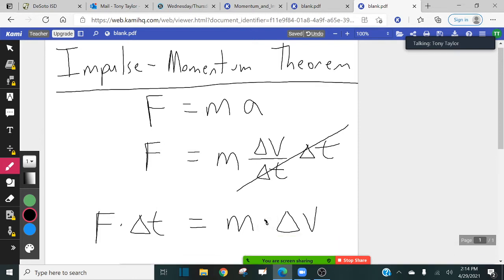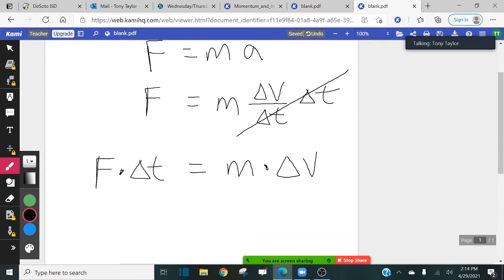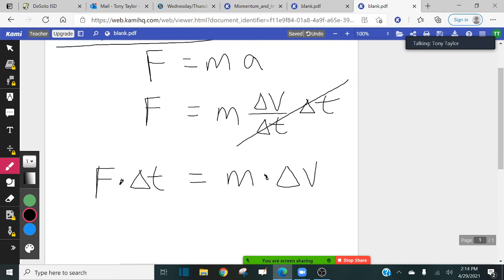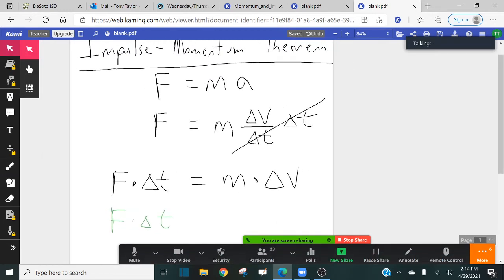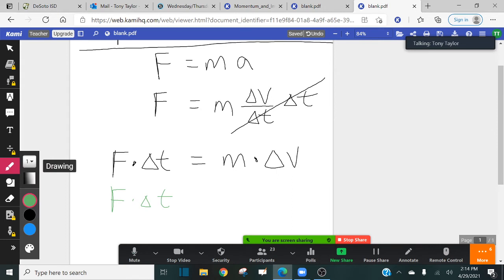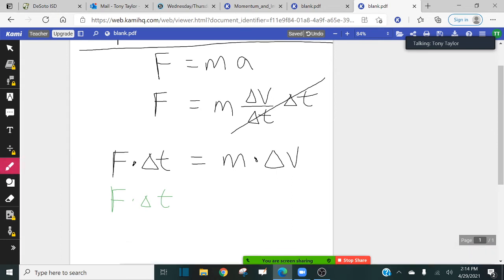I want you guys to notice carefully what I just wrote down on the screen. Look closely at the left-hand side and the right-hand side. F times delta t. What did I say? What do we call that? F times delta t. We call that impulse. Exactly. So physicists call this impulse.